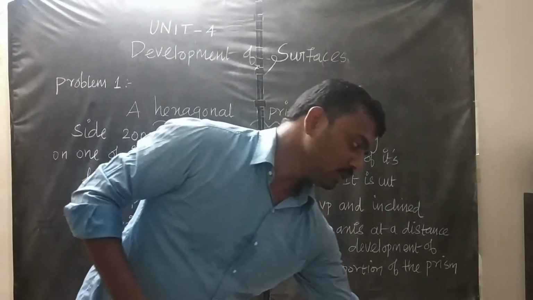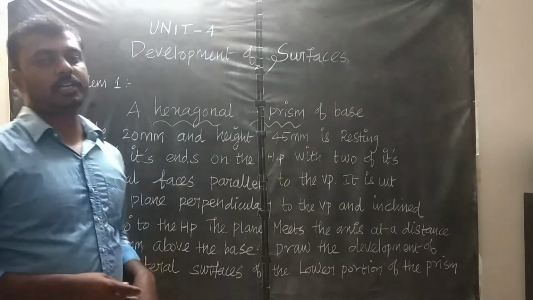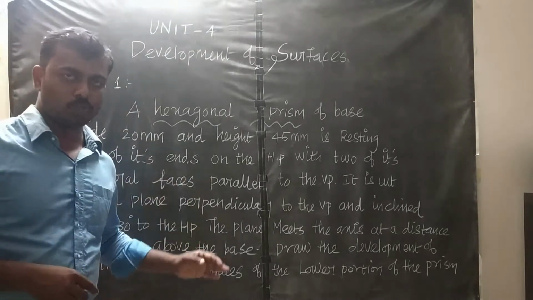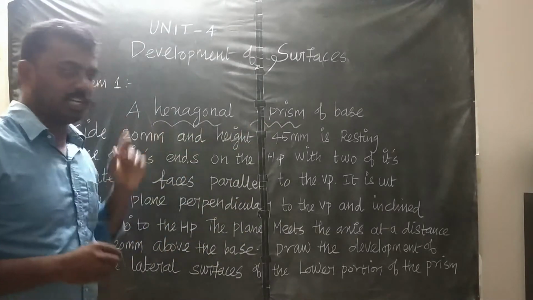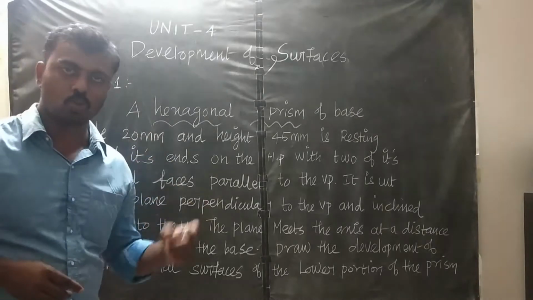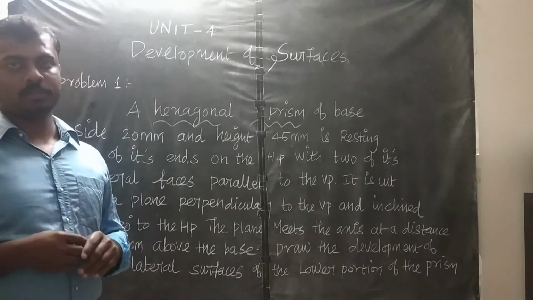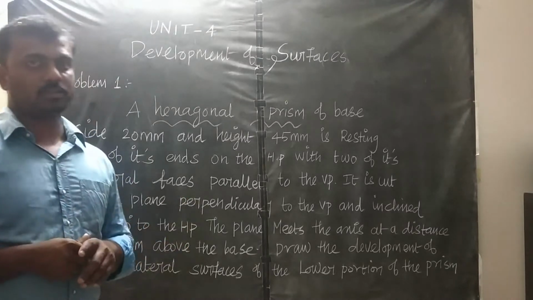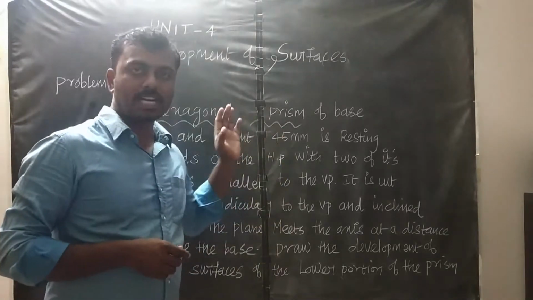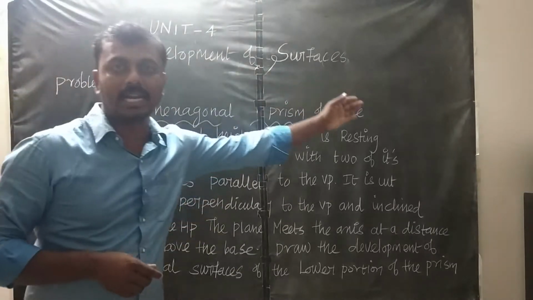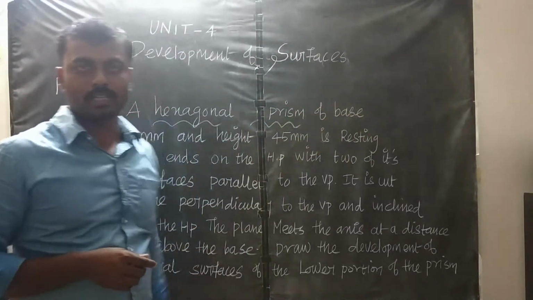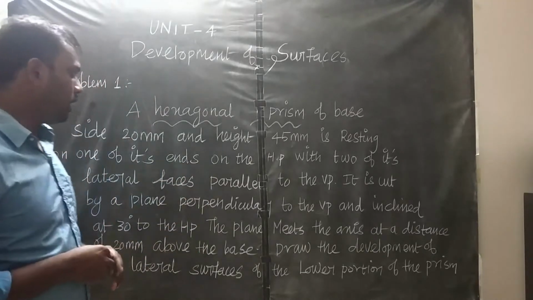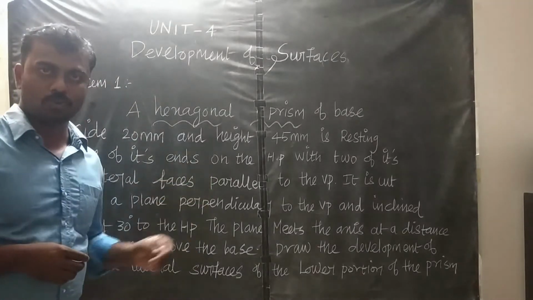Generally this problem contains 4 steps. First, draw the simple position as per the given dimensions. Step 2, draw the cutting plane. Step 3, identify the cutting points. Step 4, transfer the cutting points to the lateral surface area. These are the 4 steps involved in this problem. Now let me solve it.